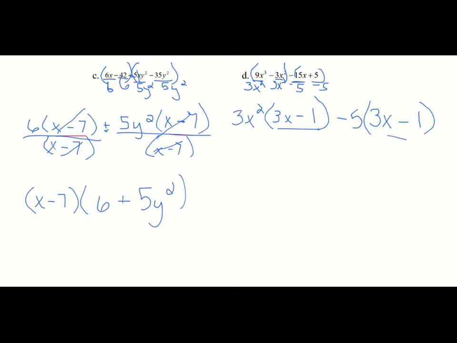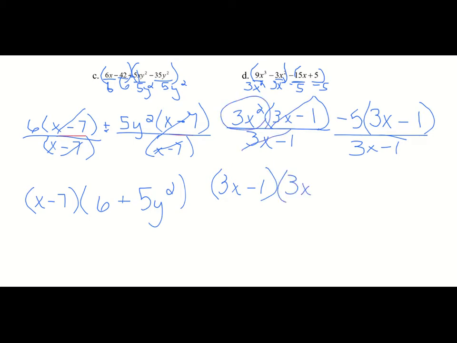So now I'm going to factor out of each of these my GCF, which is 3x minus 1. So my final answer will be 3x minus 1 times, I'm left with 3x squared minus 5.